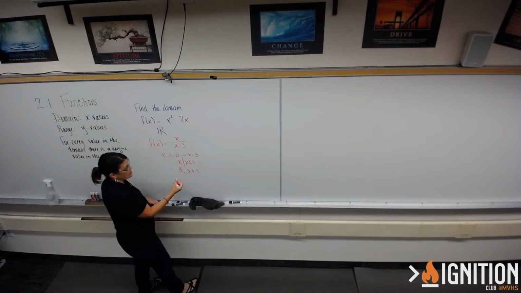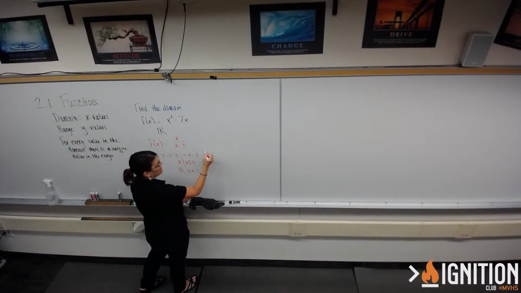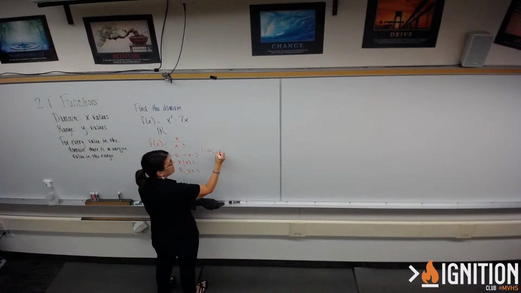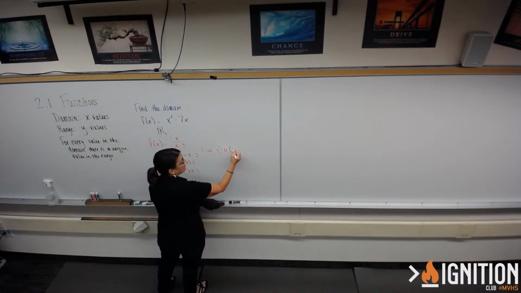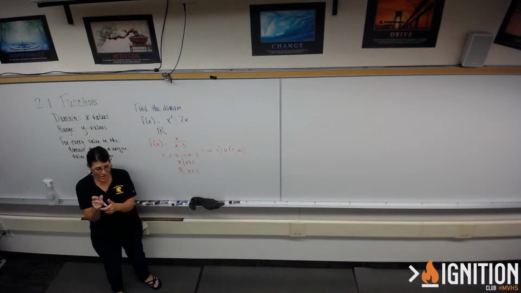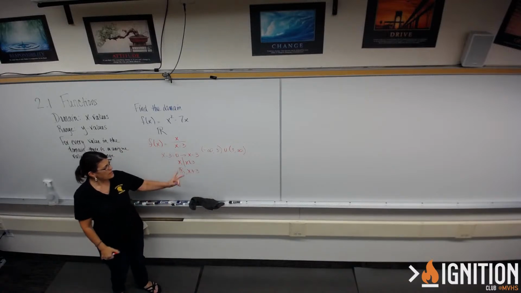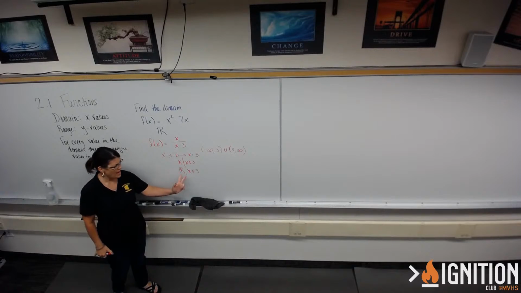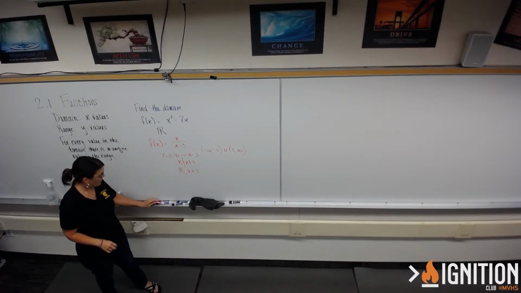Sometimes you'll see it written as negative infinity, 3, in union with 3, infinity. That to me is a lot of extra writing. Which way is best? It doesn't matter. I think the back of your book does it this way, and then I tend to do it that way.